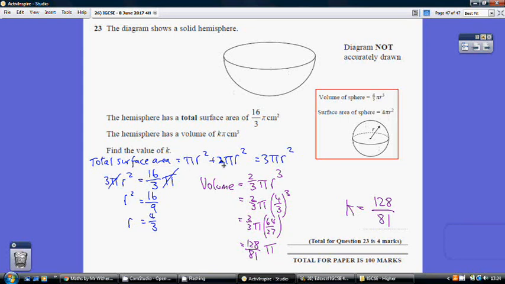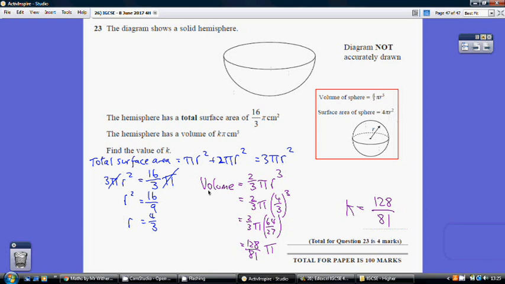So our total surface area is going to be 3 pi r squared, and we're told that this equals 16 over 3 pi. So 3 pi r squared equals 16 over 3 pi. We can then divide through by pi, so the pi's cancel, and then divide by 3, so we get r squared being 16 over 9. If we then square root, we can see that the radius is 4 over 3.